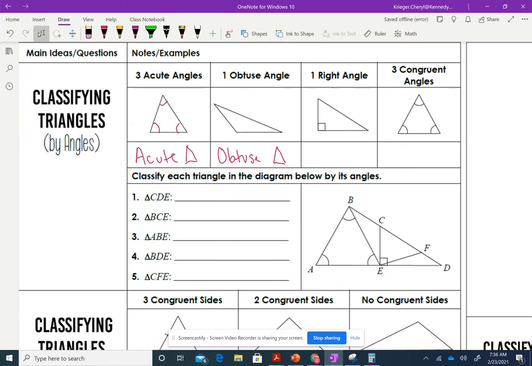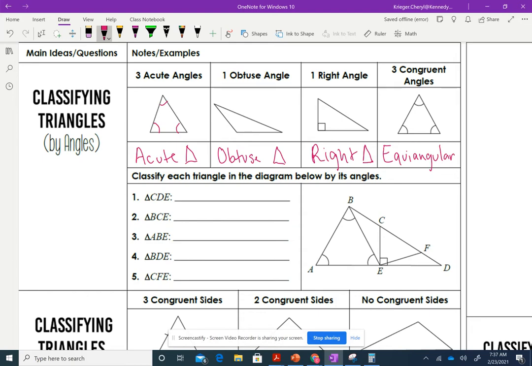Okay, so the same thing goes for right angles. If you have one right angle, you have a right triangle. And finally, if you have 3 congruent angles, that means we have 3 congruent sides, and we call it equiangular. I know that's kind of a funny vocab word, but you need to know that equilateral triangles are also equiangular.